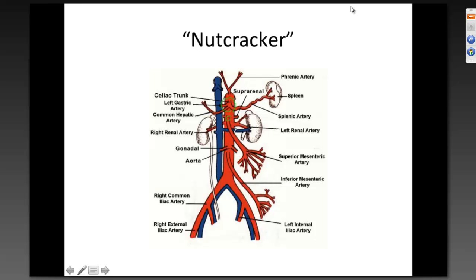See how the superior mesenteric artery comes anterior to that left renal vein right here. So you can appreciate that if you get situations of hypertension, how you can get that left renal vein squeezed in between the superior mesenteric artery and the abdominal aorta. And what are you going to have? You're going to have an acute kidney failure.